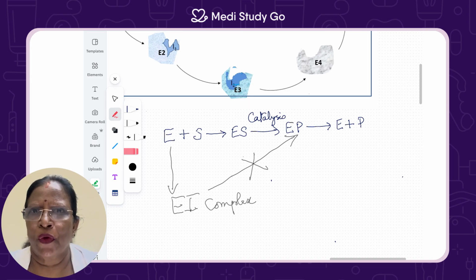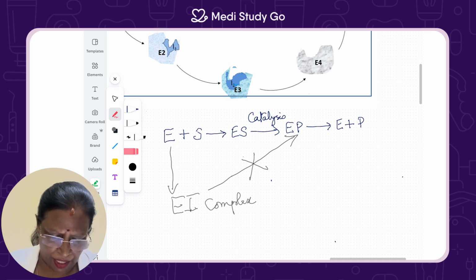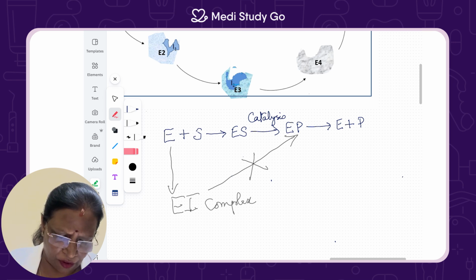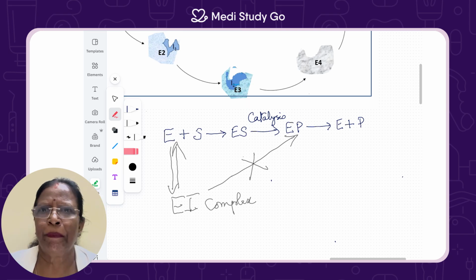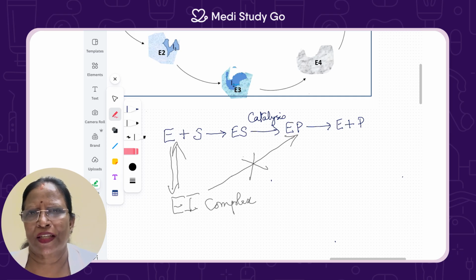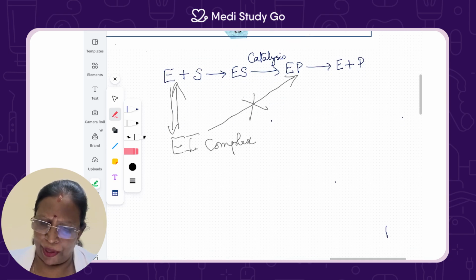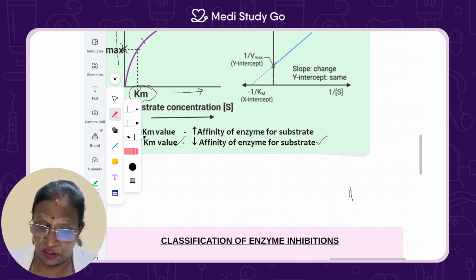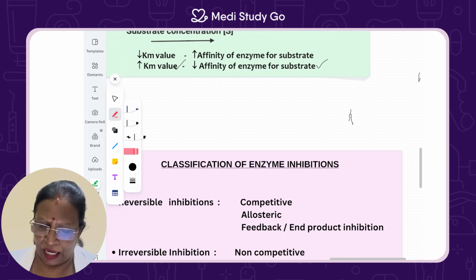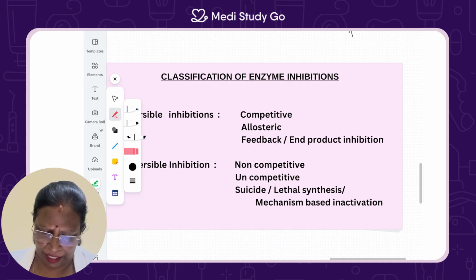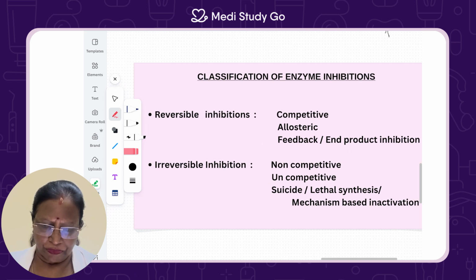But there are a few types of inhibitions where the enzyme inhibitor complex can reverse back to free enzyme, which is now available to bind to the substrate and carry forward the enzyme catalyzed reactions. So some inhibitions are reversible and some inhibitions are irreversible. So inhibitions are classified based on whether they can be reversed or not.